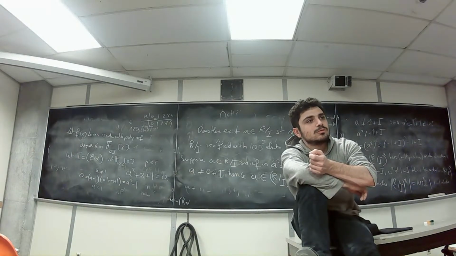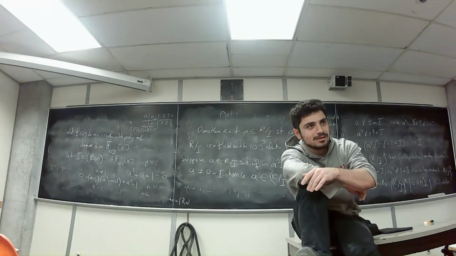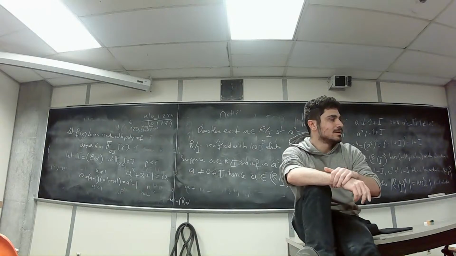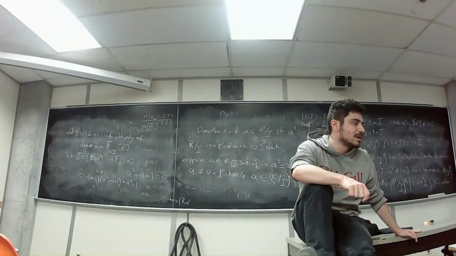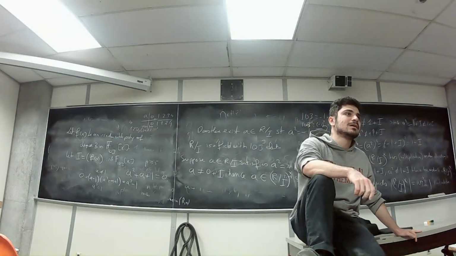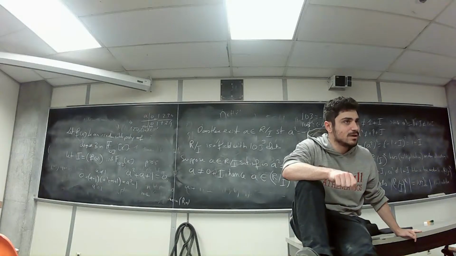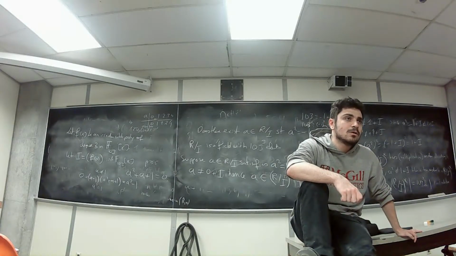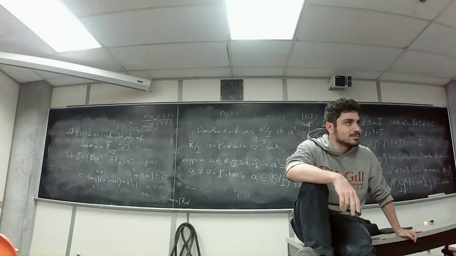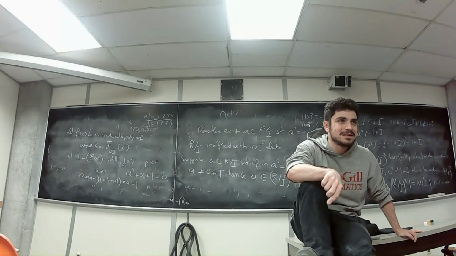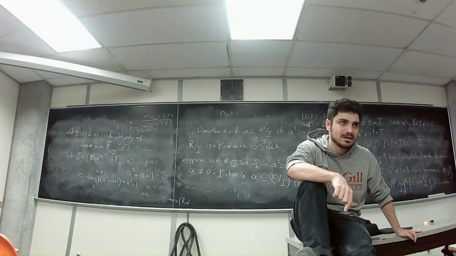Don't worry. Yeah, exactly. If A is not a zero divisor, then A is a unit. Is that how I did it? You could do the other way. But in class, I proved that if A is not a unit, then A is a zero divisor. That's how I proved it in class.